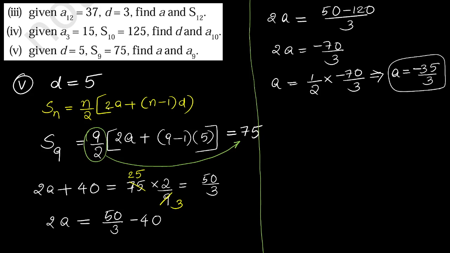a I got, d I got. a and d are necessary for a9. Which question am I doing? The fifth one. a I have already got, d is already given in the question. Please read till this step. If you are 100% clear, then raise your hand.